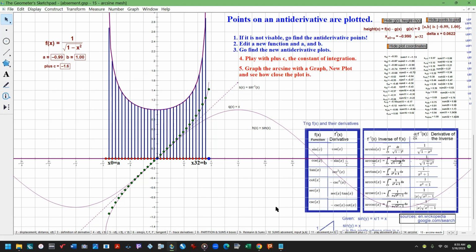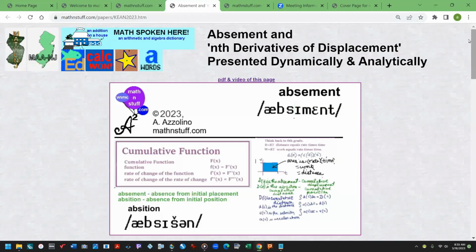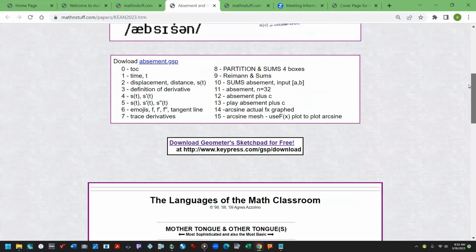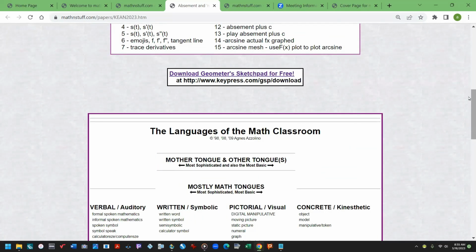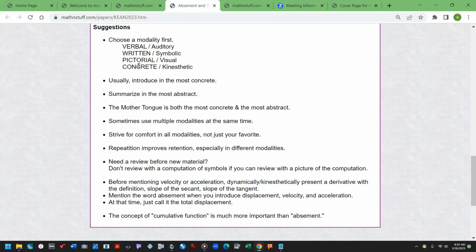That's how you use the Sketchpad that you can download for free. This is what I suggest. Go with the most basic, the most concrete as an introduction. Summarize in the abstract. Use the mother tongue. In other words, speak the language that your students are speaking. Use multiple modalities. Repeat as much as you can in different languages.